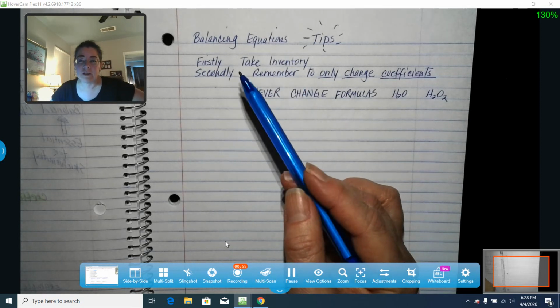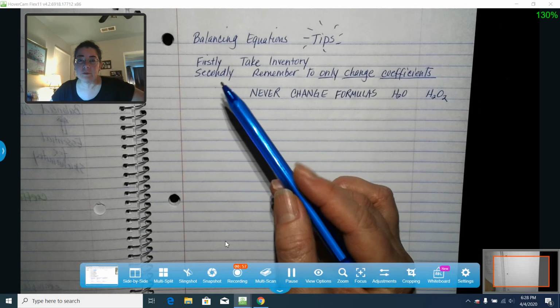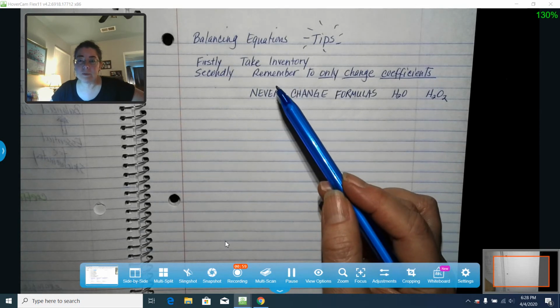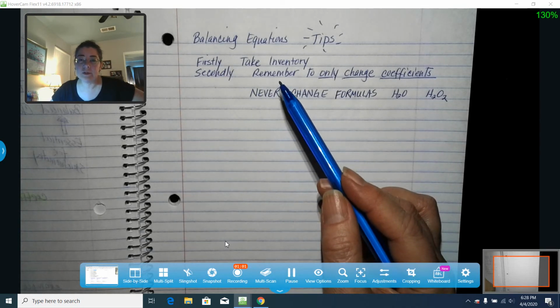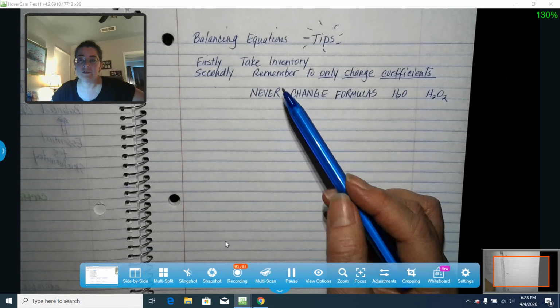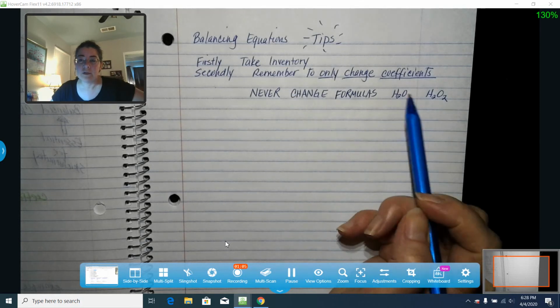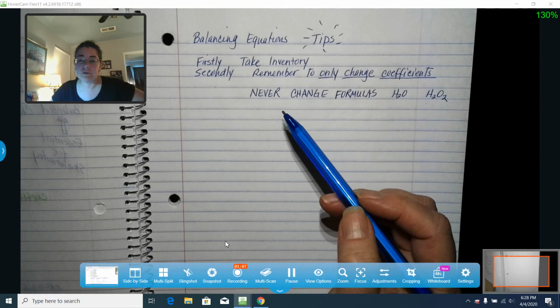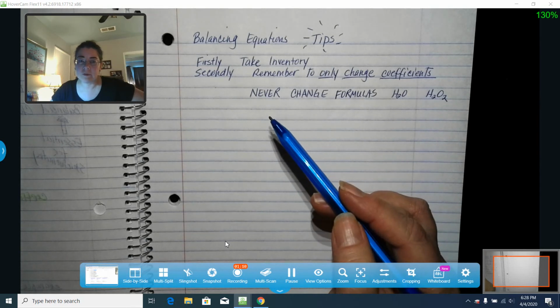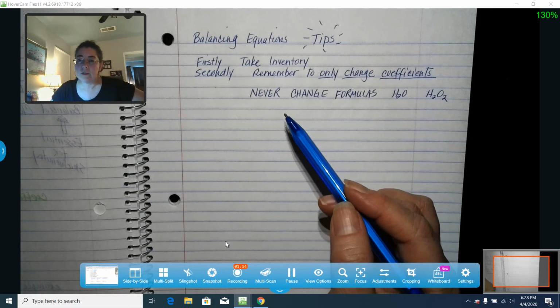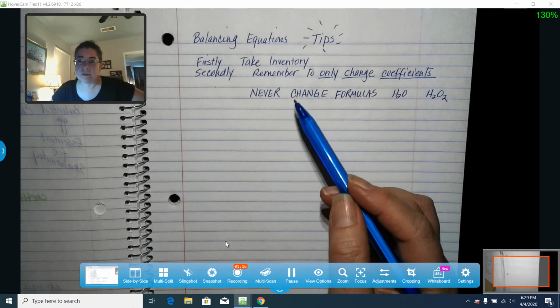Okay, the second thing that I need to tell you before we begin is, remember, when you're balancing equations, you are not changing the formulas. Okay, so remember, balancing equations is where we're trying to get the same number of atoms on both sides of the arrow. This shows the law of conservation of matter.